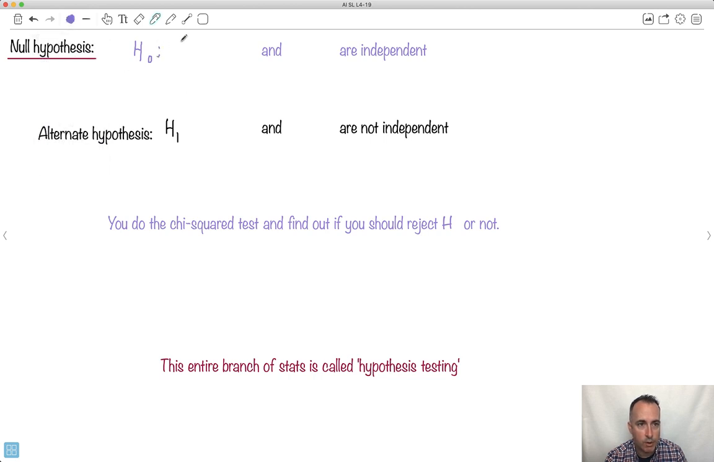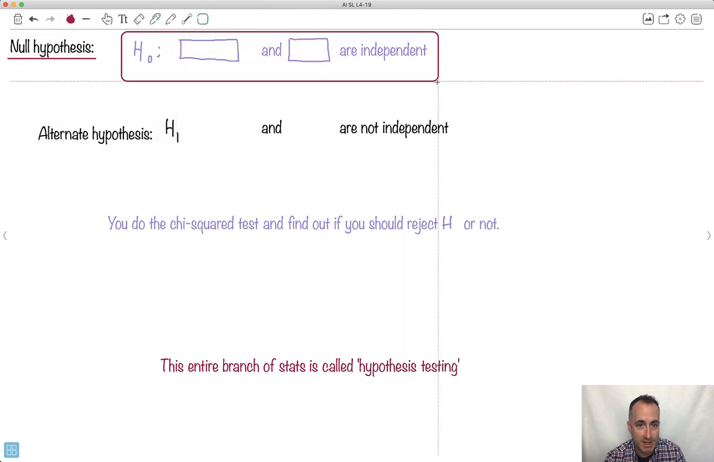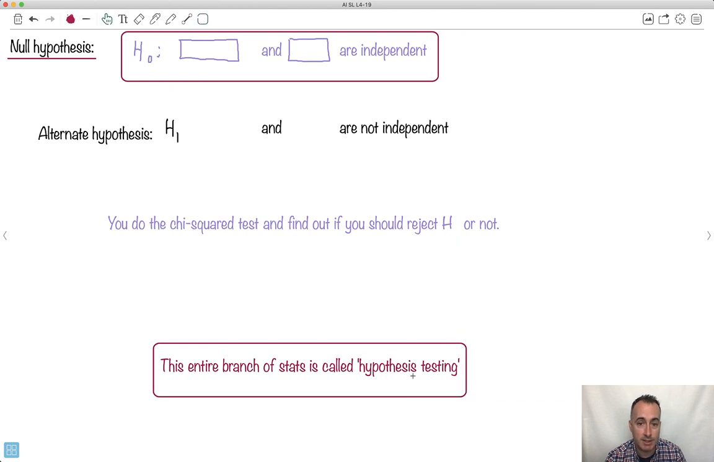Okay, so we're going to define it like this. We're going to say H0, whatever you're looking at, your first thing, and whatever else you're looking at, you're going to say, my null hypothesis, H0, is that blah and blah are independent. This is the key to doing this. And what we're going to do is mathematically show, is this statement correct or is it not correct? And this whole branch of what we're doing is called hypothesis testing. And all three of chi-squared independence testing, chi-squared goodness of fit testing, and t-tests use this idea. We're going to make a statement, and then we're going to mathematically say, do we keep it or do we reject it?